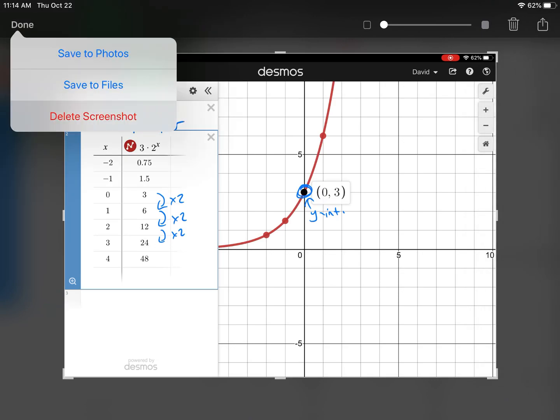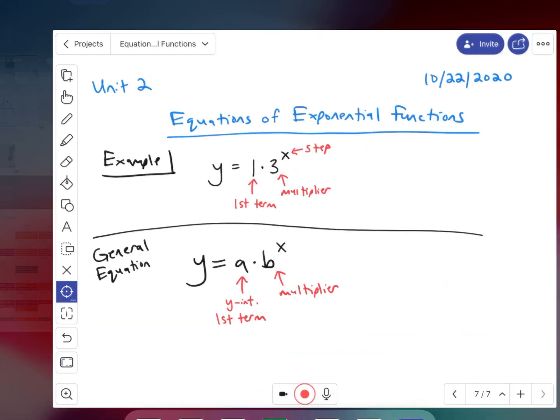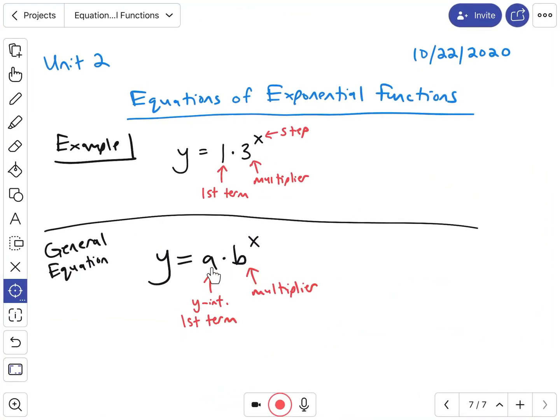Okay, and so that's basically it. That's why this form here is so important, because the first number is your y-intercept, and your second number is what the table multiplies each term by.